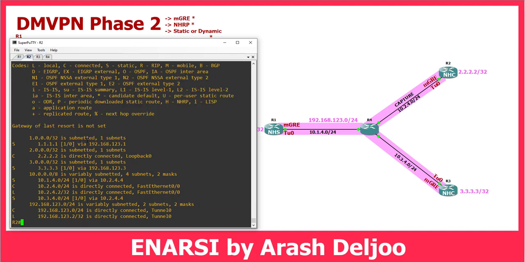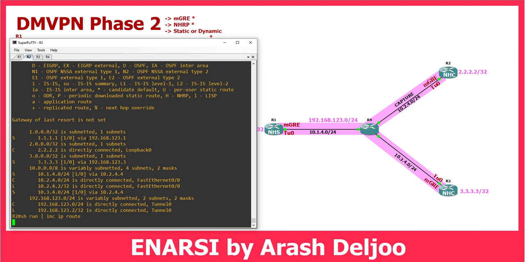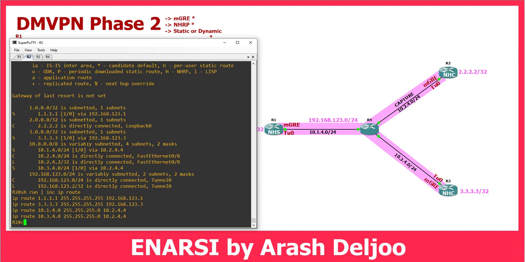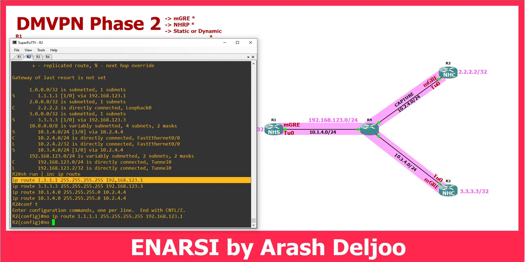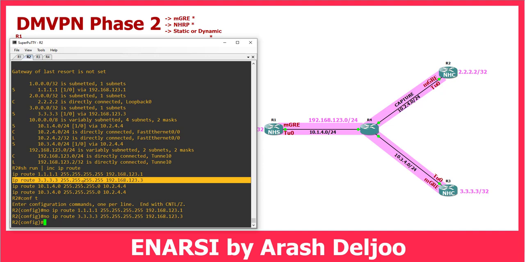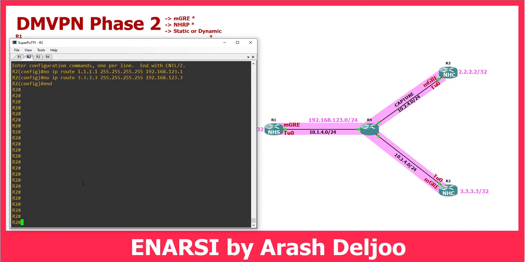Also in router 2, show run, okay, then include IP route. I want to remove all of the static routes, and then conf t. No, we should remove the static routes of the overlay, not underlay. After that, this static route. Now here we don't have any static route again.